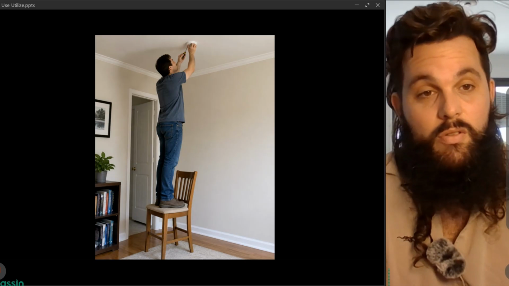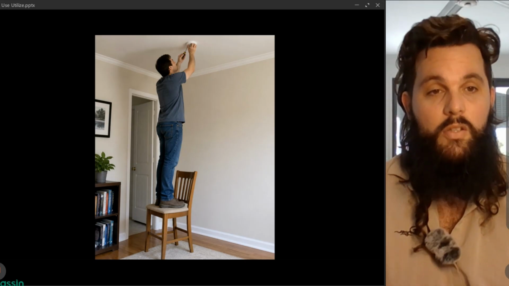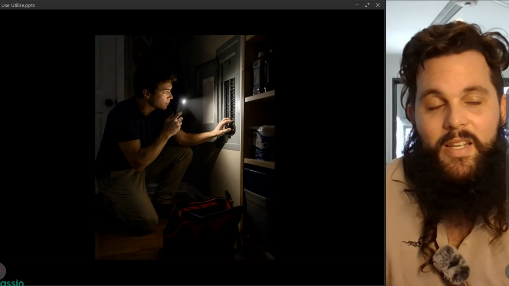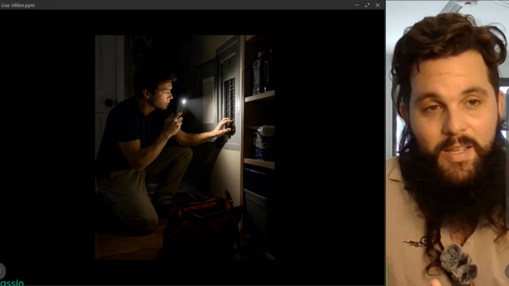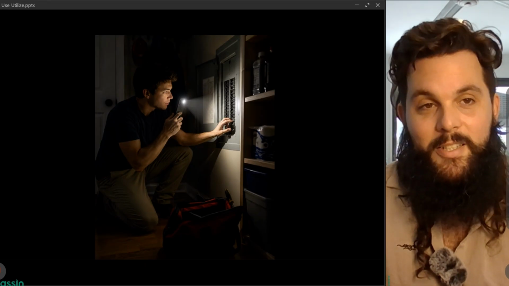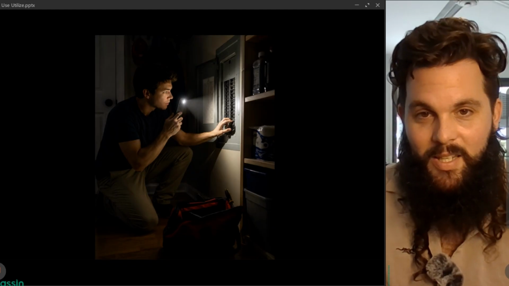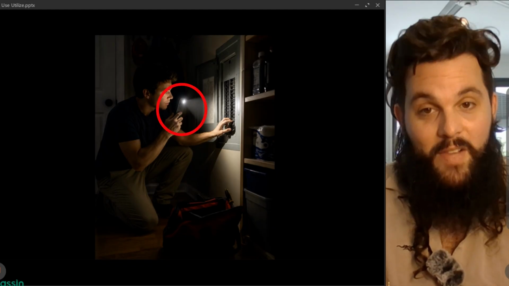Now, I can also use the word use here as well. Use fits well. Now, he's also utilizing something. What is he utilizing? Well, he's utilizing his phone as a flashlight.